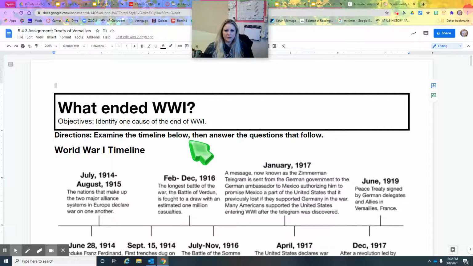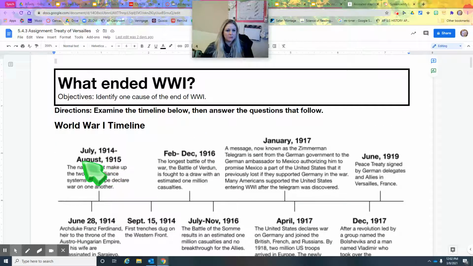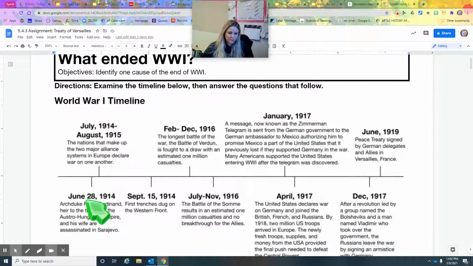So let's go ahead and read this timeline together. All right, so June 28th, 1914, Archduke Franz Ferdinand, heir to the throne of the Austro-Hungarian Empire, and his wife are assassinated in Sarajevo. In July and August of 1914 to 1915, the nations that make up the two major alliance systems in Europe declare war on one another. By September of 1914, first trenches are dug on the Western Front.